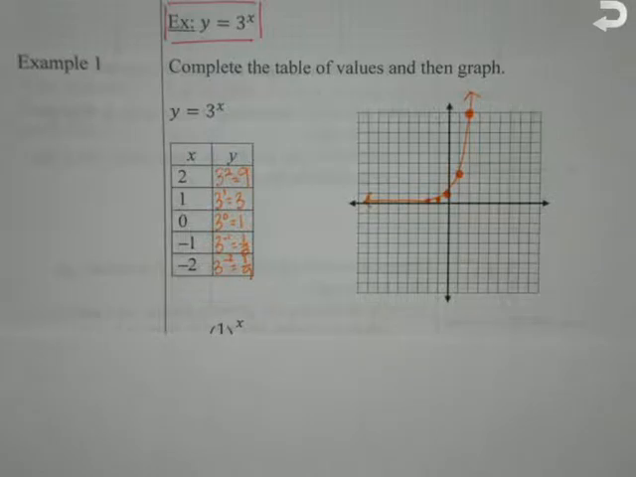And that's your exponential function. They all look like this, either going that way or going the other way. Okay? Any questions?